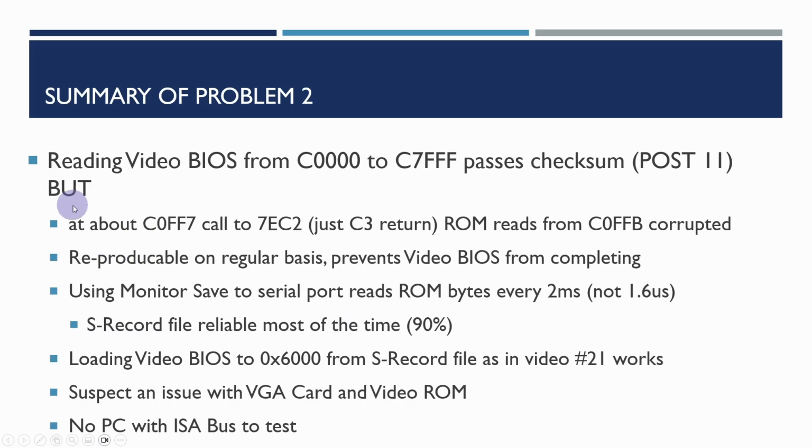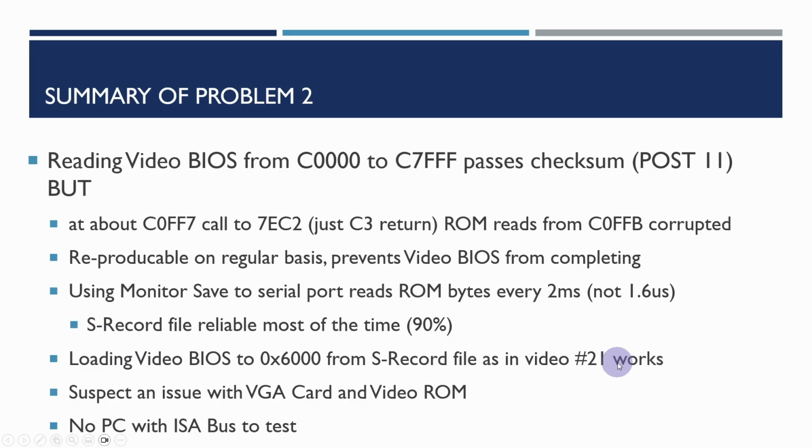But the other problem then was that even when that checksum passed, then when it was actually getting to a certain bit of memory, it did a call to jump, which just had a C3 return on it. But when it actually returned from that, the memory accesses were getting corrupted. It was reproducible on a regular basis, and it really prevented the video BIOS from completing. Now, obviously, when we used our monitor to save the ROM into memory and run it from there, then it was working okay.